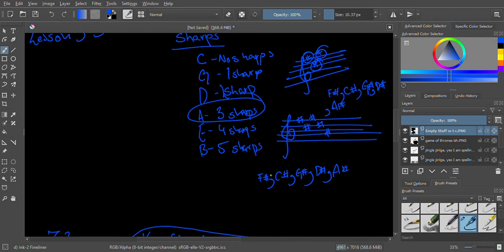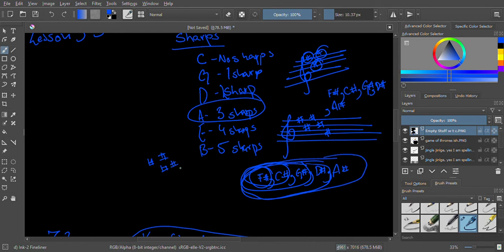If you have one sharp like G major scale, you take only one, and it's F sharp. That's it. So it's just F sharp, done. If you have two sharps, take F sharp and C sharp. If you have three sharps, take F sharp, C sharp, and G sharp. If you have four sharps, take F sharp, C sharp, G sharp, and D sharp, right? Sorry, one moment. And if you have five sharps, you take all five, and you're happy. That's what we have right here, and you're done, right?